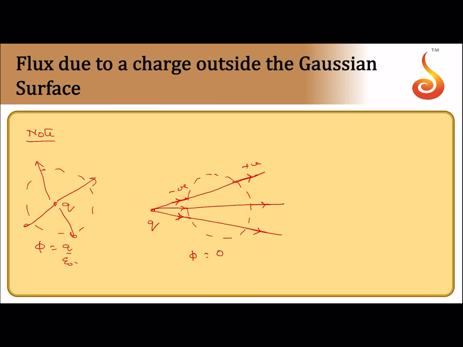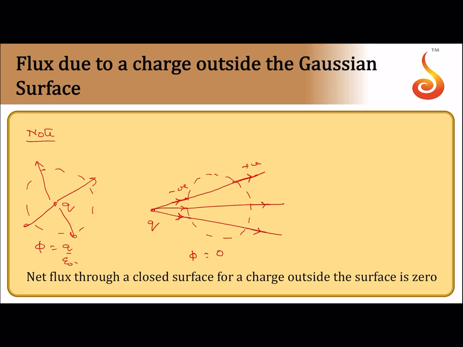Are there any electric field lines entering the surface? Yes. Are the electric field lines leaving the surface? Yes. But the net electric field lines is zero. Please don't say there are no field lines. There are field lines, but the net flux is zero. Therefore, flux due to a charge outside the Gaussian surface is zero. Please write down, net flux through a closed surface for a charge outside the surface is zero.